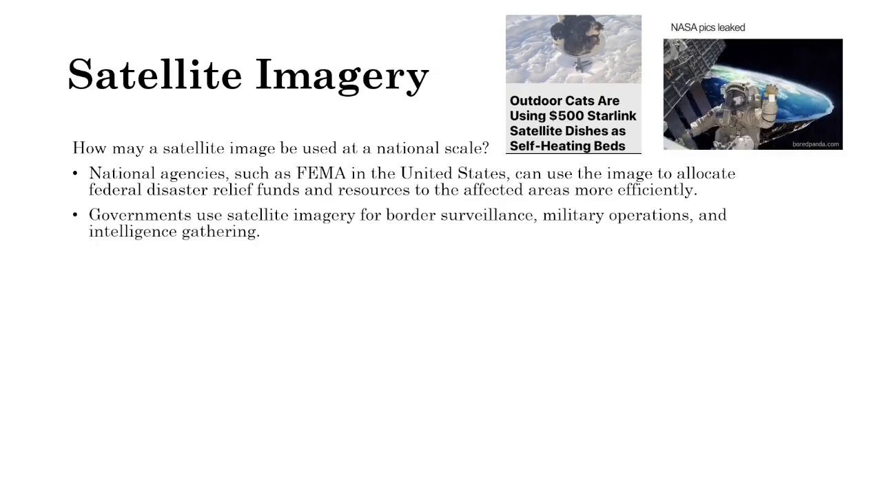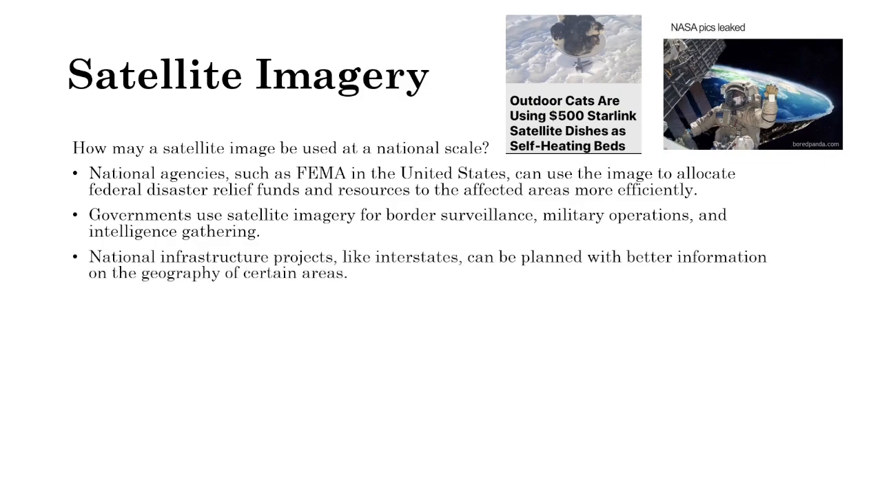Governments use imagery for surveillance, military operations, and intelligence gathering. They can use it for security. National infrastructure projects like interstates that cover the whole country, like I-95 covering the whole East Coast, can be planned with better information on the geography of certain areas. Maybe there's a more hilly area. They're going to have to spend a little more time building the interstate there.